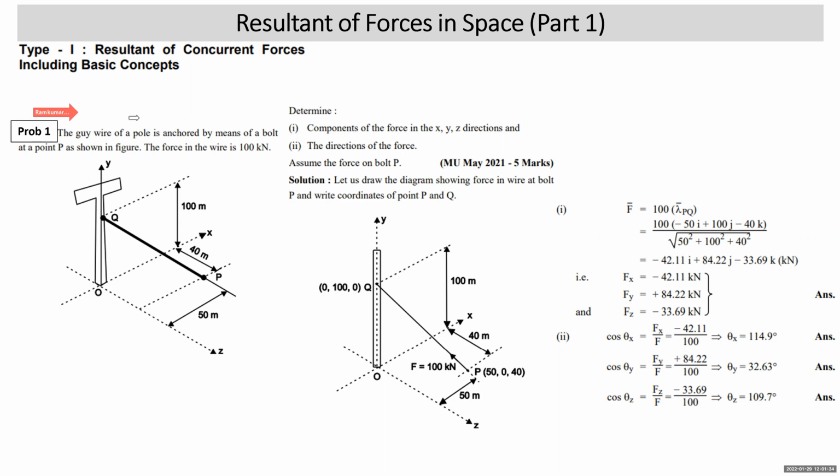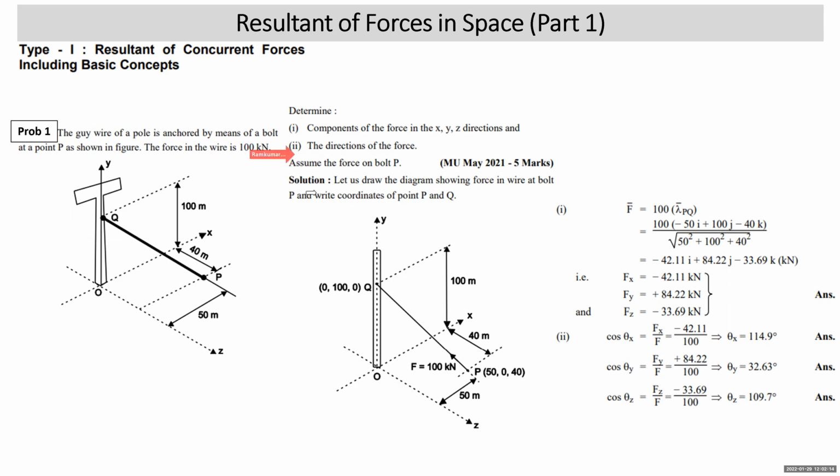Let's start. Problem number 1. A guy wire of a pole is anchored by means of a bolt at point P, as shown in the figure. The force in the wire is 100 kilonewton. Now this is the pole. One end of the wire is connected to this pole at point Q, which is lying on the y-axis. Another point P, where this guy wire is connected, is in the XZ plane. So students, we need to draw the diagram again. What he is asking is the components of the force in XYZ directions, that is Fx, Fy, Fz.